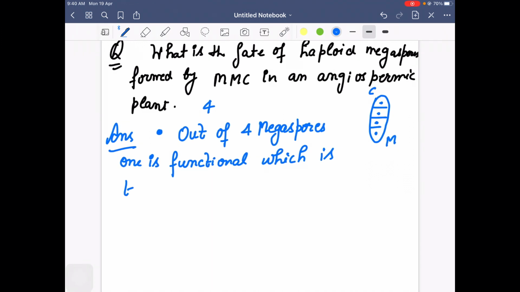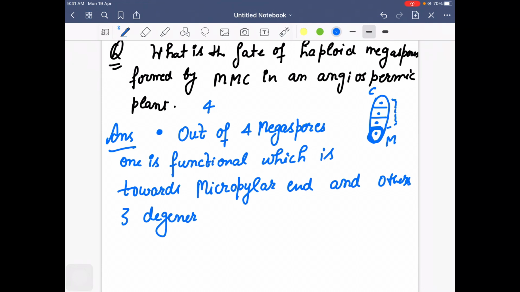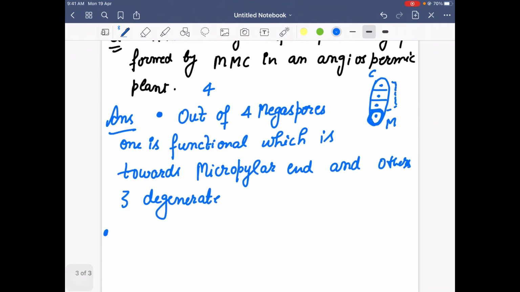towards, this is very important, many books don't mention this line, that which one is functional. Only the megaspore which is towards the micropylar end. This is very important to write. The megaspore which is towards micropylar end is only functional, while others degenerate. So out of 4 megaspores, 1 is functional, which is towards micropylar end, and the other 3 degenerate.